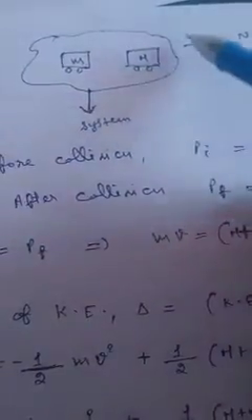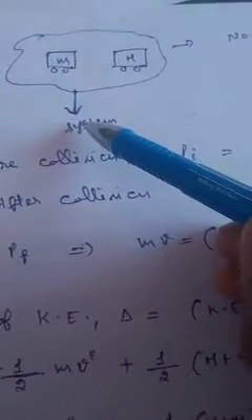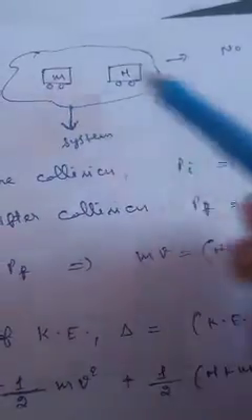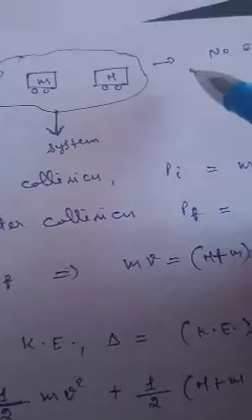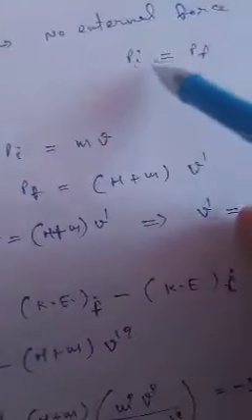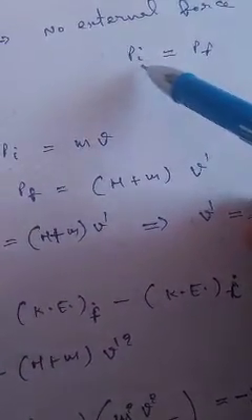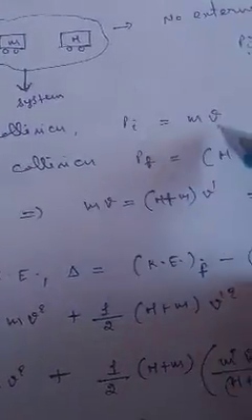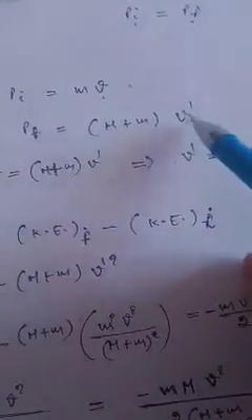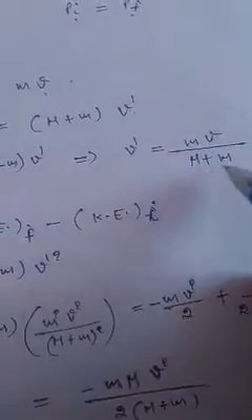So now how will you do this problem? You see here, this is our system. Is there any external force on this system? Because the motion is in the horizontal direction, in the horizontal direction there is no external force. So we can apply the law of conservation of linear momentum. So pi is equal to pf. What is the initial momentum before collision? mv, because the second car is at rest. What is the final momentum? pf is equal to m plus m into v prime. So pi is equal to pf, and this will give v prime is equal to mv divided by m plus m.